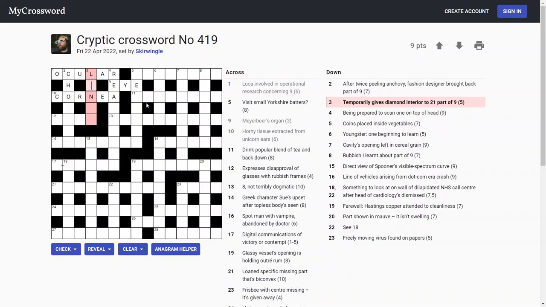Temporarily gives diamond interior to 21. Right, 21 we haven't got yet. Name specific missing part that's biconvex. Don't actually need some help on that one, I think.